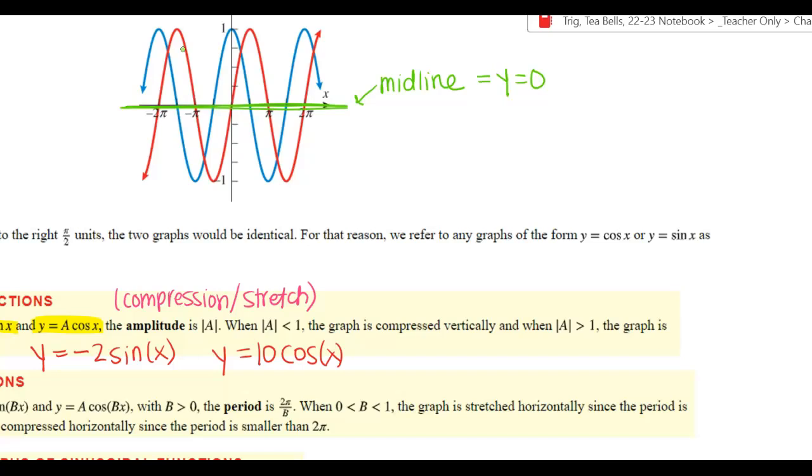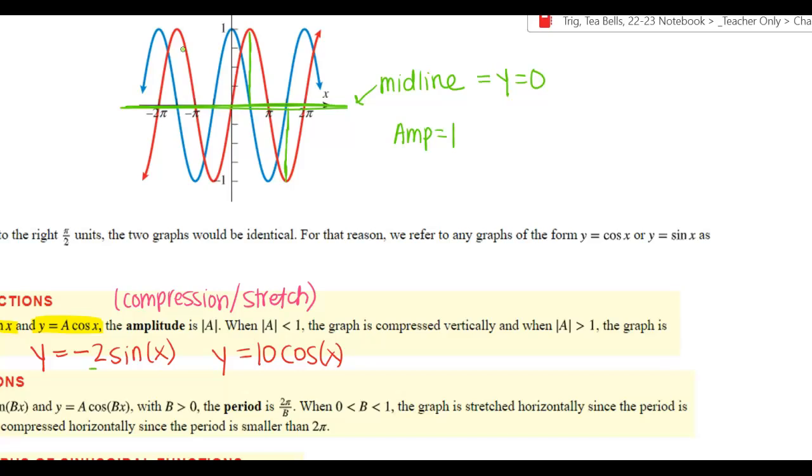If we create a transformation, then this will change. But from here, we would just count how far away we are from this midline. If the amplitude is just 1, we're going up 1 from the midline and down 1 from the midline, then we don't have to change anything. But as soon as we start changing things, that's when our midline might change and our amplitude might change.